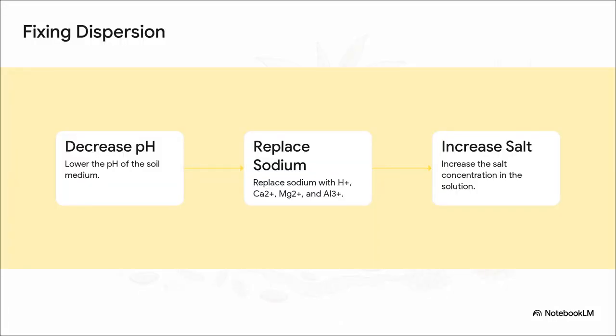So, what do we do if a field is suffering from deflocculation and dispersion because of too much sodium? How do we fix it? Well, the source outlines 3 precise steps to reduce this harmful dispersion and save the soil structure. Step 1, decrease the pH of the medium. Step 2, aggressively replace that harmful sodium with stronger, tighter holding cations, specifically hydrogen, calcium, magnesium, and aluminum. And Step 3, increase the overall salt concentration in the soil solution.